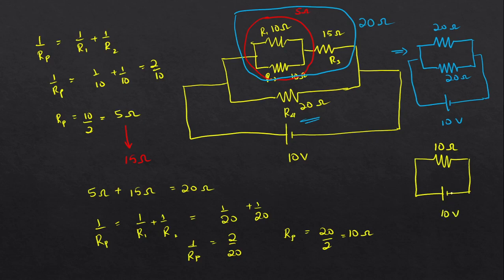So here I have connected this to a 10 volt battery. If I want to find current, I know V equals IR, I equals V by R. So this will be 10 divided by 10, which is 1 ampere. So this is the amount of current which is flowing through an ammeter which is kept here. 1 ampere of current will be flowing through this ammeter.